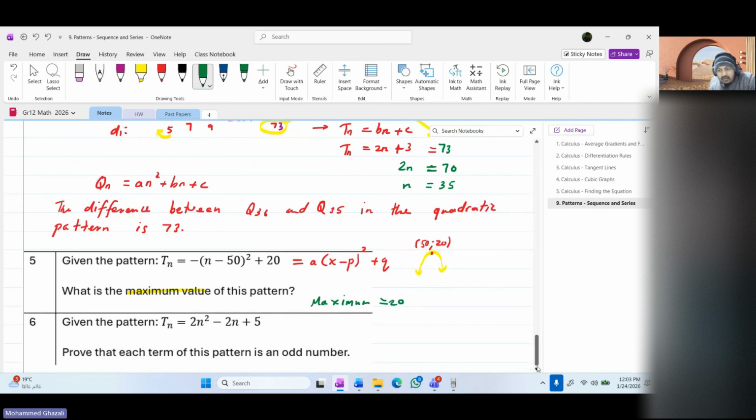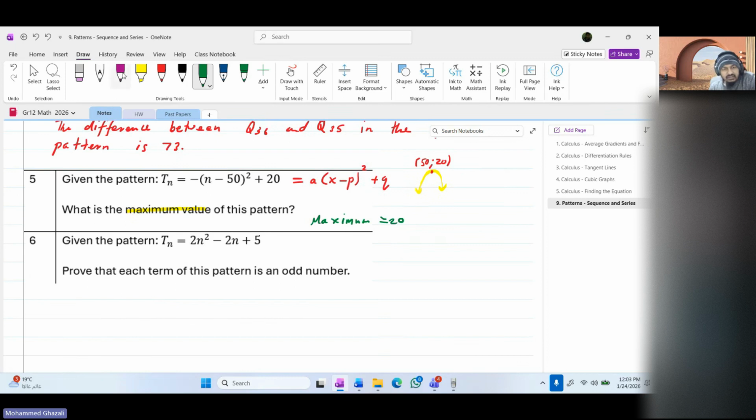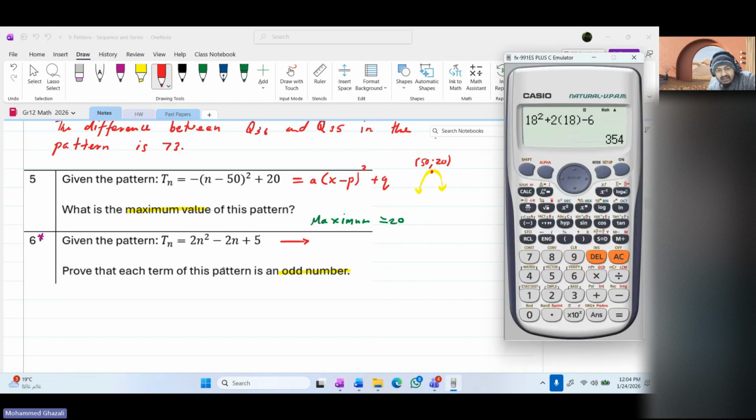That's simple. Now, this is a question which is like higher order thinking, more like level 4. We are given the pattern Tn is equal to 2n squared minus 2n plus 5. Prove that each term of this pattern is an odd number. Now how are you going to prove that? First, if you try putting in some values, 2n squared minus 2n plus 5, from 1 to 5, and try to generate a sequence, you'll find that each term is an odd number. Let's try to generate the sequence. You can use the table method.